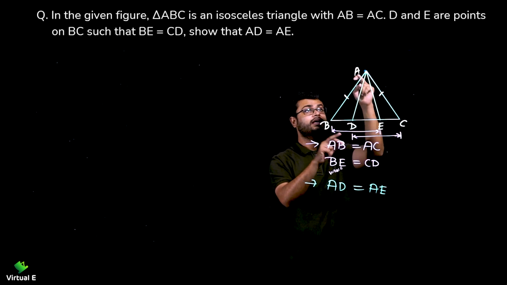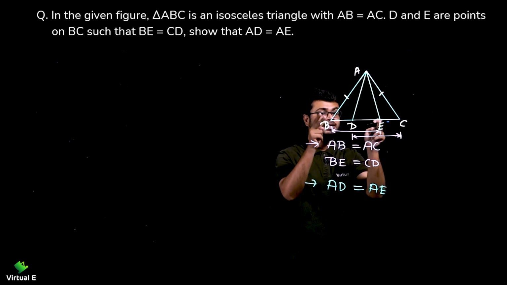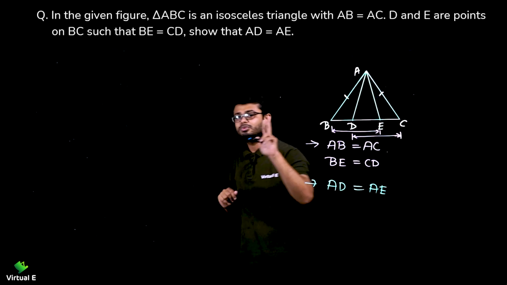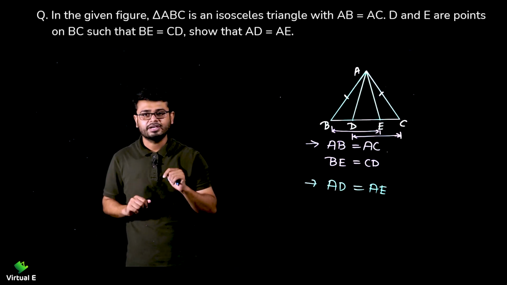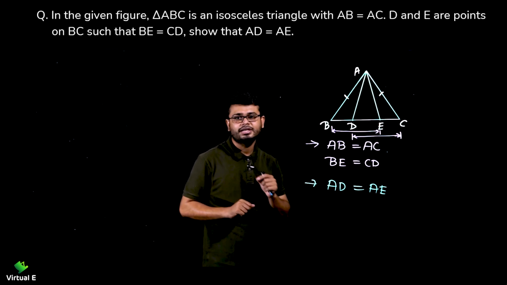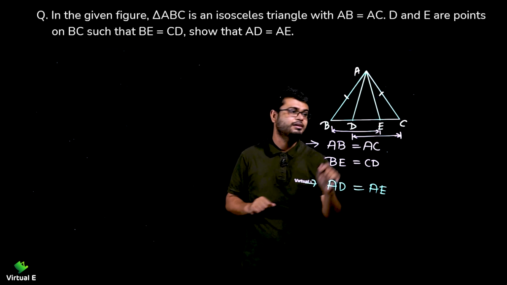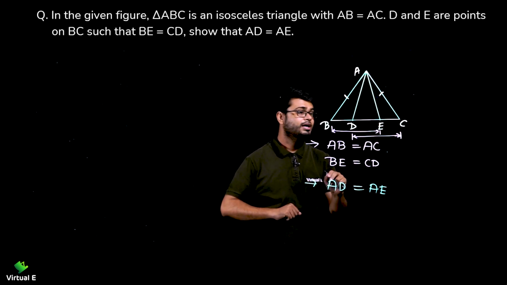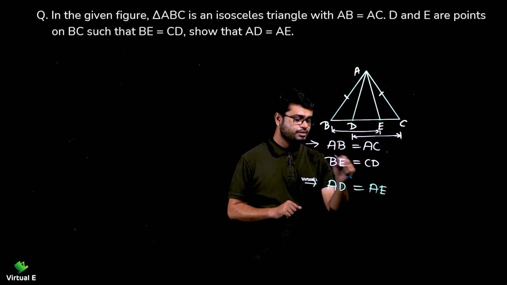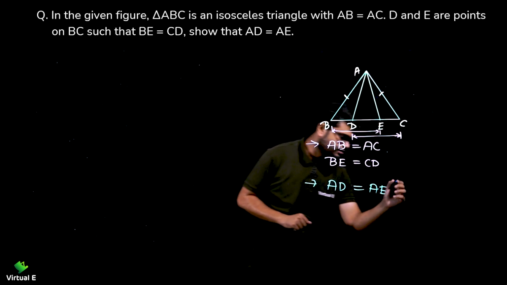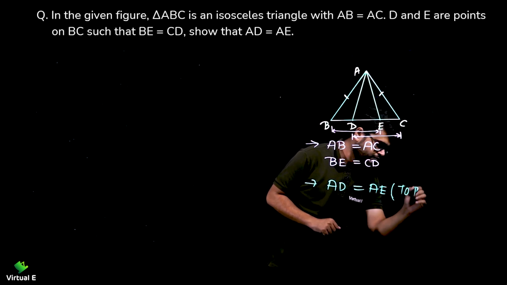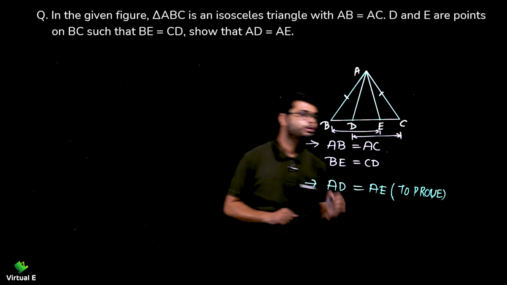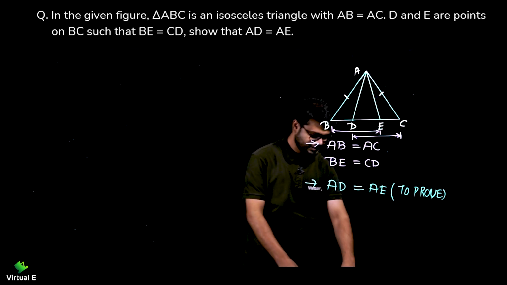So for AE, I will be taking ABD. See, BE and DC are equal, and AB and AC are equal. Two sides are already given equal. Either you need the third side or you need one angle. Let's think about the angle, based on the condition AB is equal to AC. So let's start with that. This is what we need to prove. So let's start with the solution.